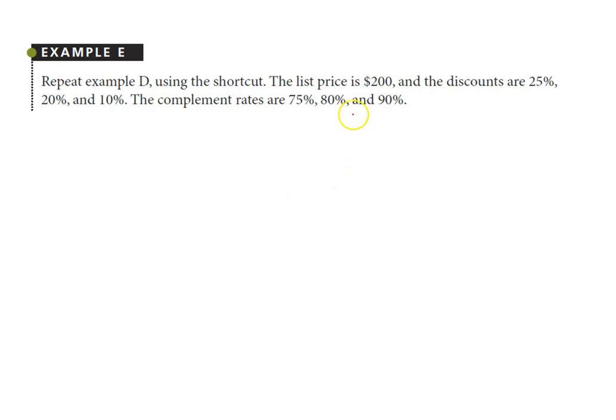And so with the shortcut method, what we're going to do is simply multiply the list price by the complements of the discounts. So remember, we calculated the complement of the 25% discount as 75%, the complement of 20% was 80%, and finally the complement of 10% is 90%. So let's multiply everything together.